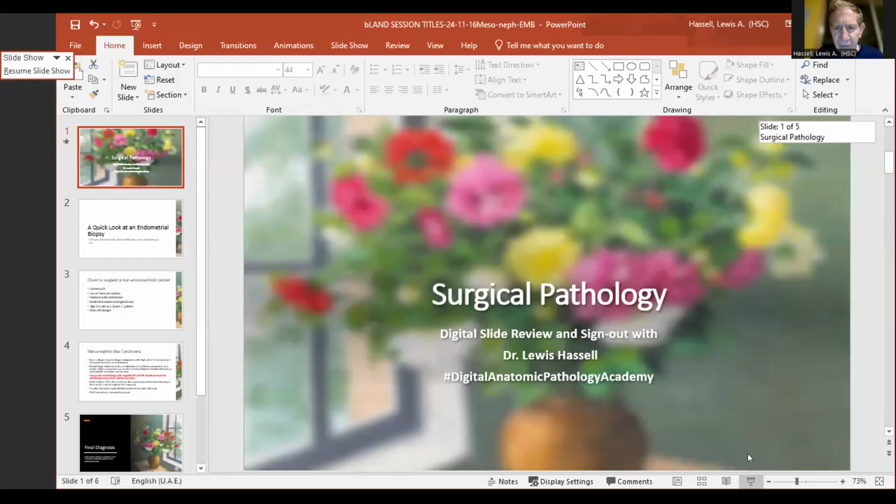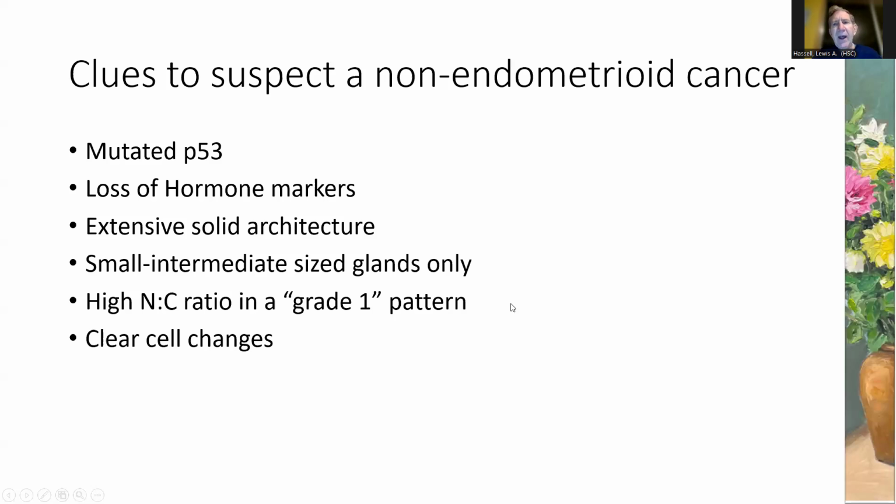So we'll share again our PowerPoint slides here and just talk a little bit about the type of carcinoma that we could be looking at and the clues that might lead us to suspect a non-endometrioid cancer in a sample like this. Of course, first off, the most frequently encountered non-endometrioid tumor would be serous carcinoma, anything with a mutated P53 stain. The next most likely thing might be something with a mixture of clear cell carcinoma. So looking for clear cell changes is also important.